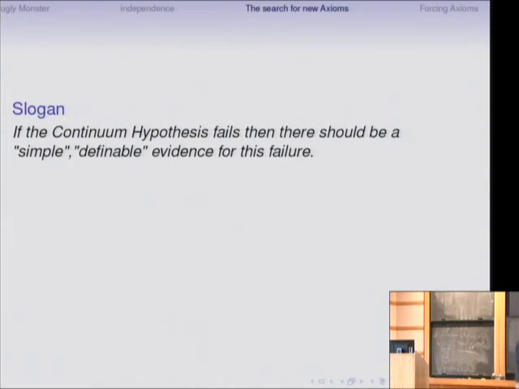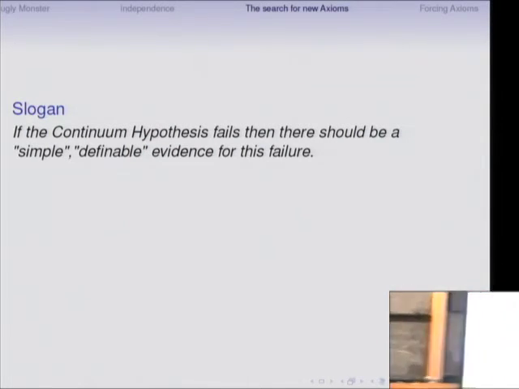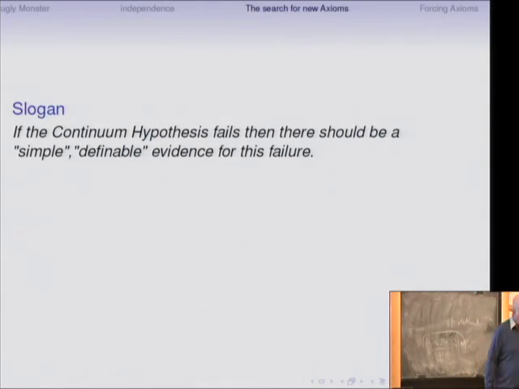Let's try and see what happens if you search for new axioms. Now forget about the speculations and let's see what could be the kind of axioms we should look for. So one, and I said that slogan or motivation could be an important aspect of that. So one slogan could be, Noga, that's exactly in the spirit of what you said: if the continuum hypothesis fails, then there should be a simple definable evidence for the failure. There should be something that you really should know.